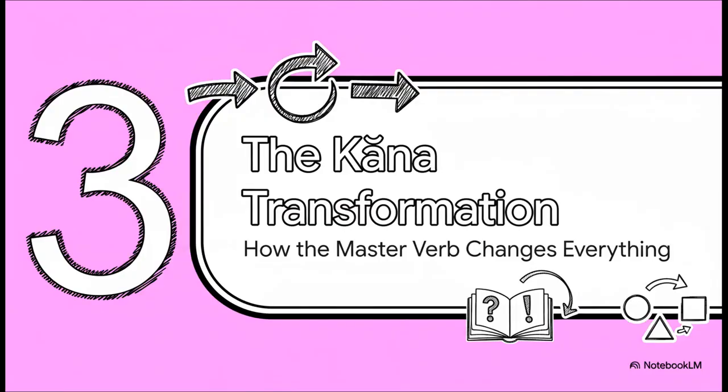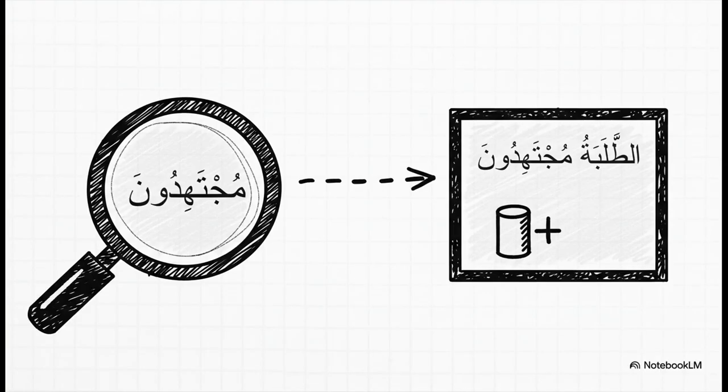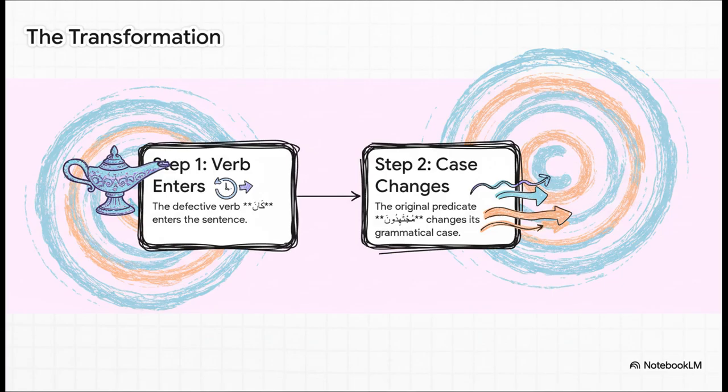All right, let's see how the most common of these verbs, kana, completely transforms a sentence. This is where the magic really happens. Okay, here's our original sentence one more time. I want you to really zero in on that predicate, mujtahiduna. That ending tells you it's in that default nominative case we talked about. Now watch this. Kana enters the sentence, and this is the most important part. It acts like a grammatical catalyst. It doesn't just add its meaning, it actually forces a change in the sentence's structure.